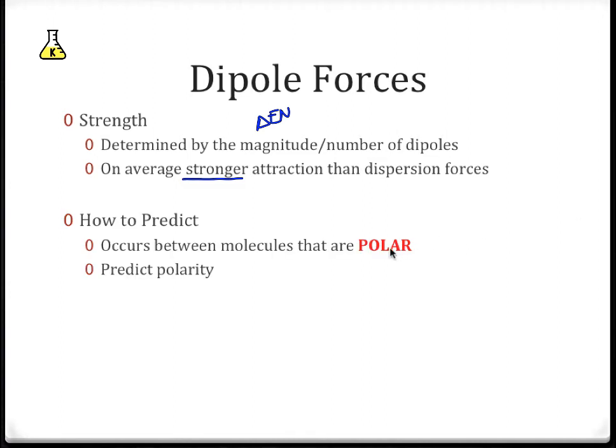You might have also already guessed how to predict whether dipole forces do or do not exist, and it's entirely dependent on the polarity of the substance. To have dipole forces present, our substance must be polar. Therefore, if you want to predict whether dipole forces exist or not, you will need to be predicting polarity.